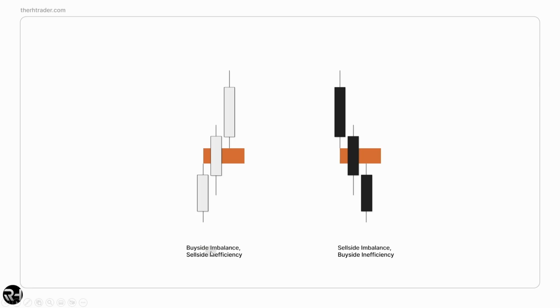The bullish gaps are called BISI, or buy-side imbalance, sell-side inefficiency. The bearish gaps are called SIBI, sell-side imbalance, buy-side inefficiency.